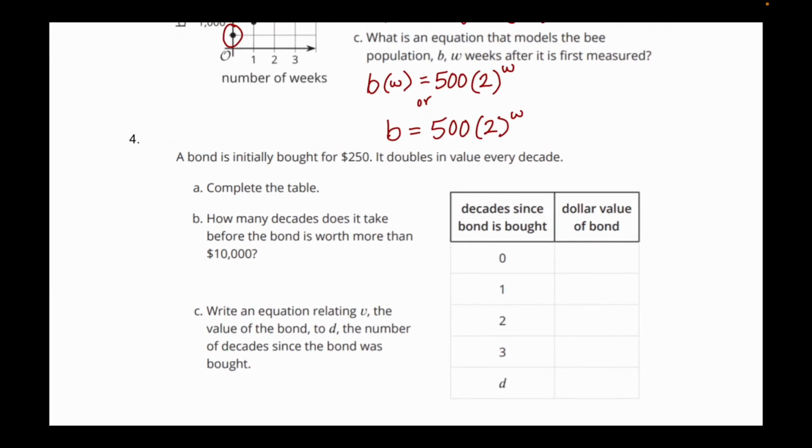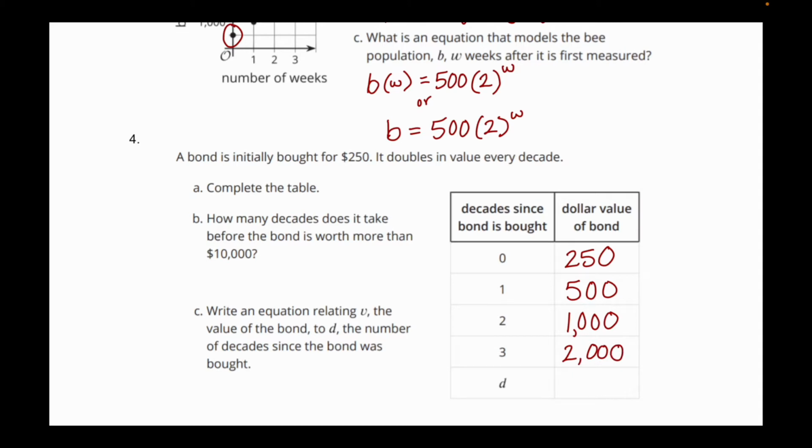Let's look at question 4. So a bond is initially bought for $250. It doubles in value every decade. So we're going to first complete the table. So decades since the bond is bought, that's the initial value. At 0, it is going to be $250. Now, after 1 decade, that's going to increase or multiply by 2, so 500. If we double that again, we will get 1,000. Doubling that, we get 2,000.